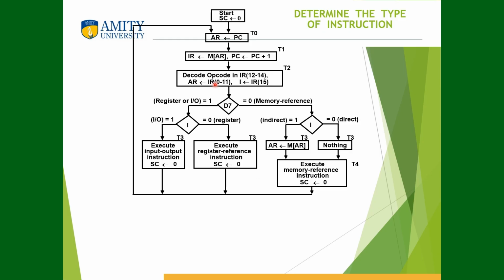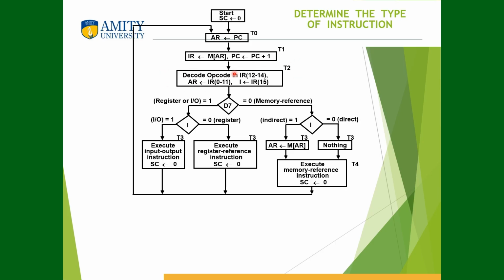This here is the flowchart for determining what type of instruction we have. The first step is the starting point where the sequence counter has to be set to 0. Due to this we are able to get timing pulses T0, T1, T2 and so on. At T0 we copy from PC to AR. At T1 we increment the program counter, and from the memory we get the instruction and store it into the instruction register. At T2 clock pulse we decode the instruction.